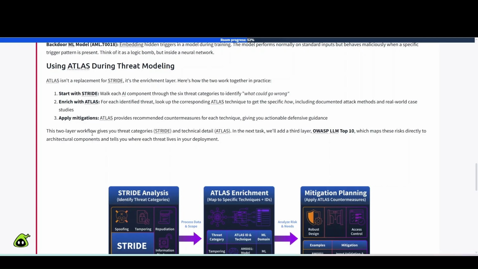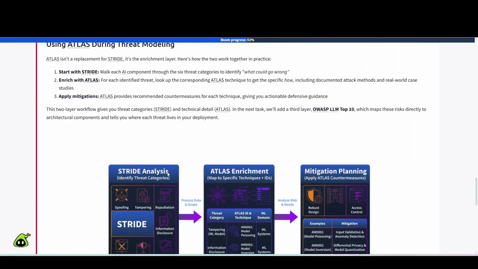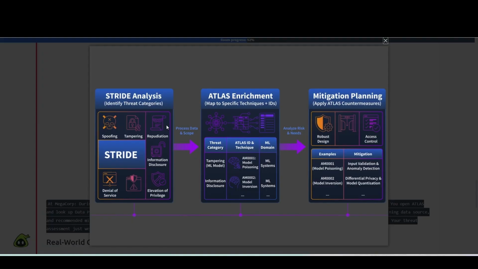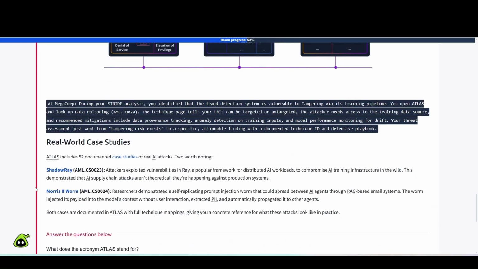This two-layer workflow gives you threat categories, STRIDE, and technical details, Atlas. In the next task, we'll add a third layer, OWASP LLM Top 10, which maps these risks directly to architectural components and tells you where each threat lives in your deployment. So once again, there's another infographic here: STRIDE analysis, Atlas enrichment, and mitigation planning. Okay, so let's see here what they're talking about.